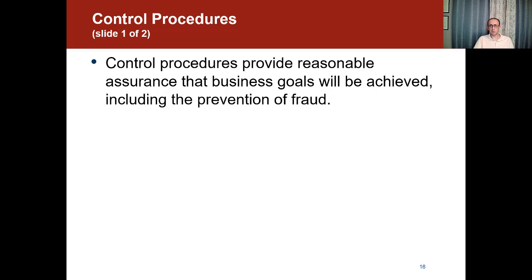So control procedures provide reasonable assurance that business goals would be achieved, including the prevention of fraud. So controls may be preventive or could be detective. If they're preventive, they're much stronger. We wish we could prevent fraud from happening, but at least we also need to have some kind of detection ability, because if fraud happened and we fail to prevent it, at least we can detect it and correct it later on.